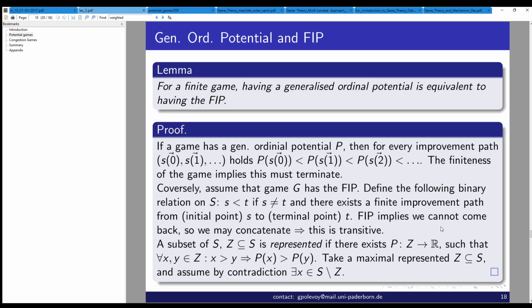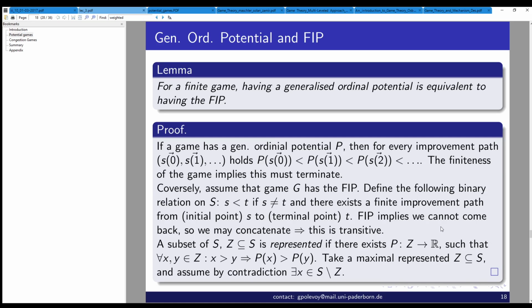And having defined this transitive relation, it's enough for us to represent the strategy profiles in the following sense. A subset Z of the strategy profiles S is called representative if there is a function P, which would of course be the general ordinal potential, such that for each two profiles in Z, if one profile is larger than the other one, then the potential, the function P of the larger profile, is also larger than the other one. So that is enough to say that it's a general ordinal potential.